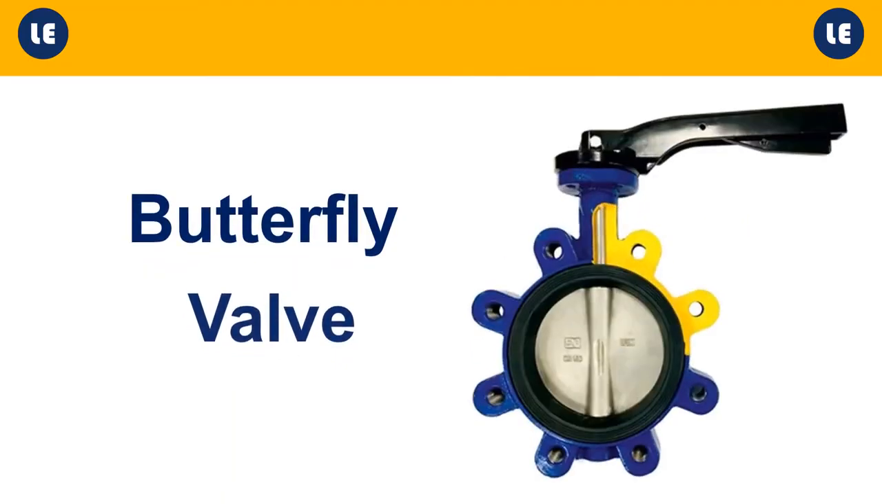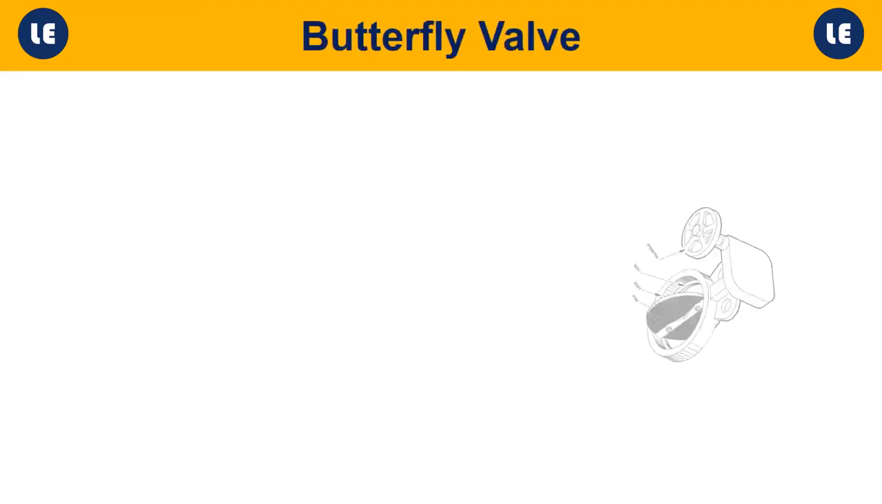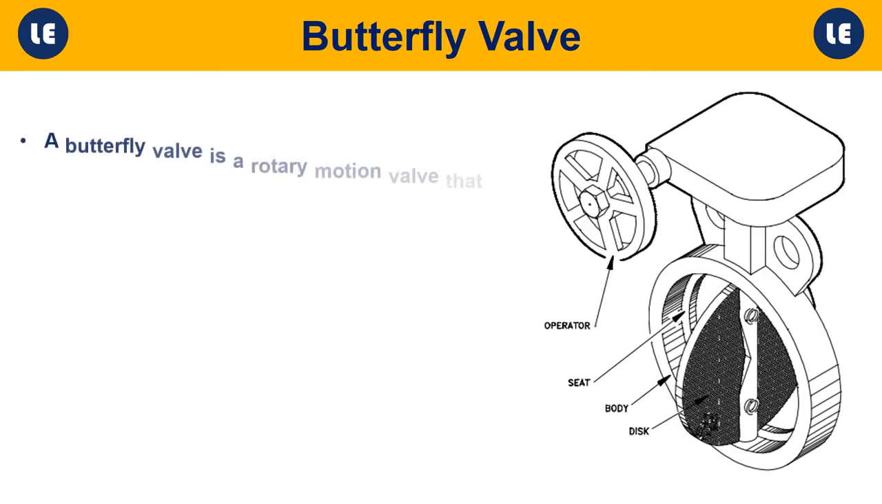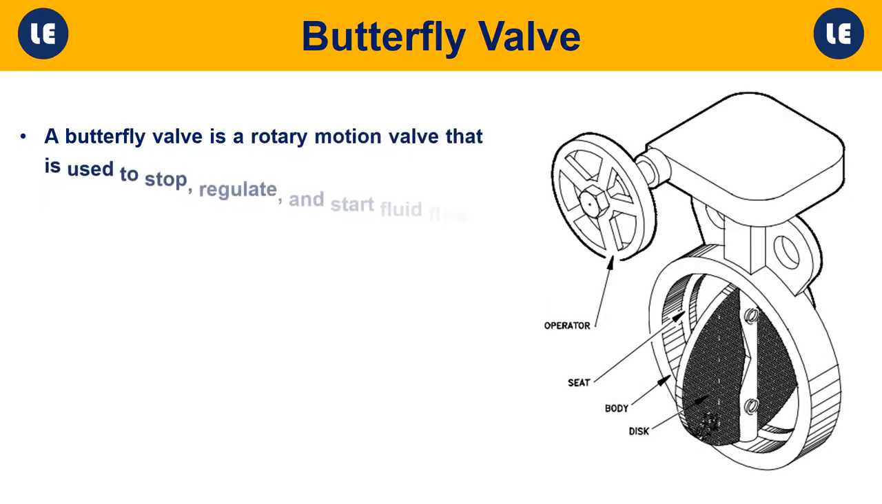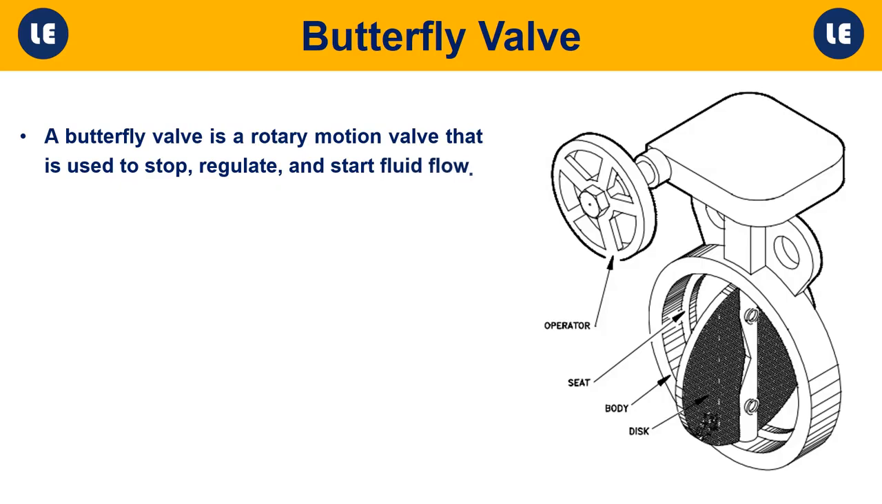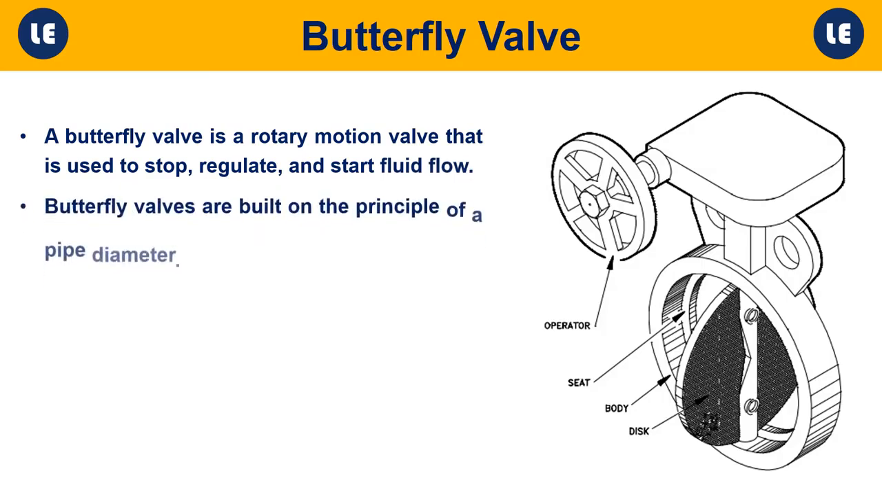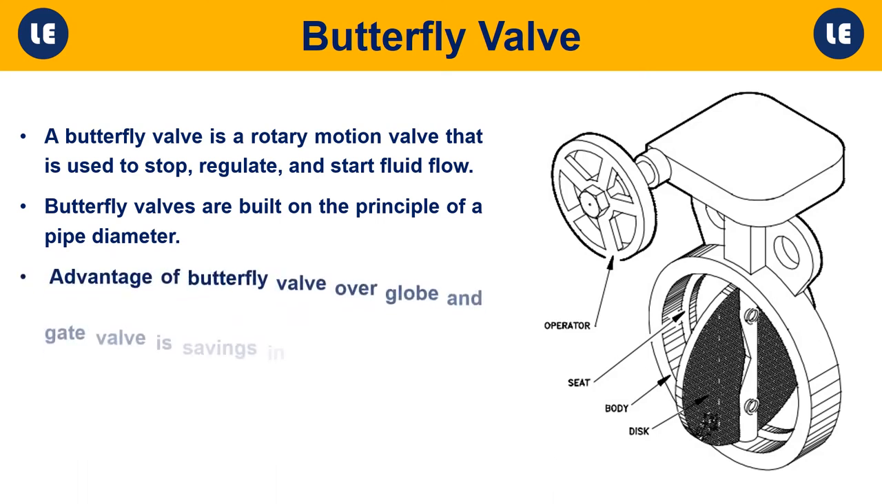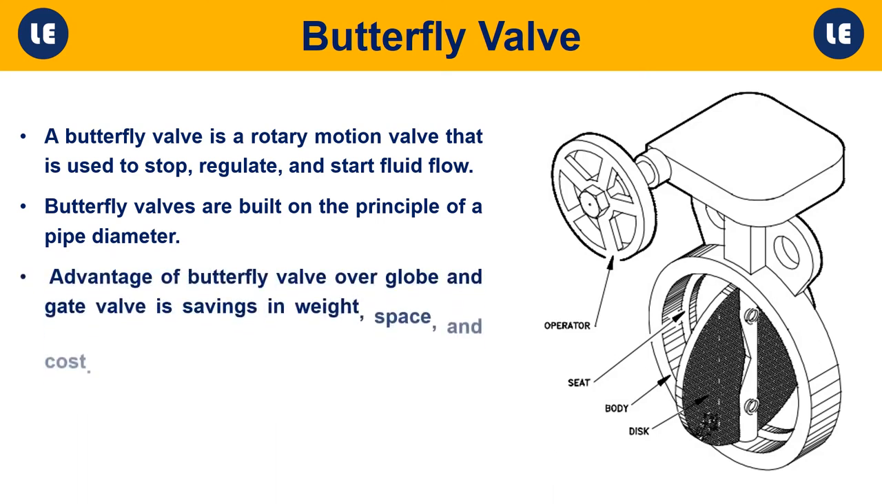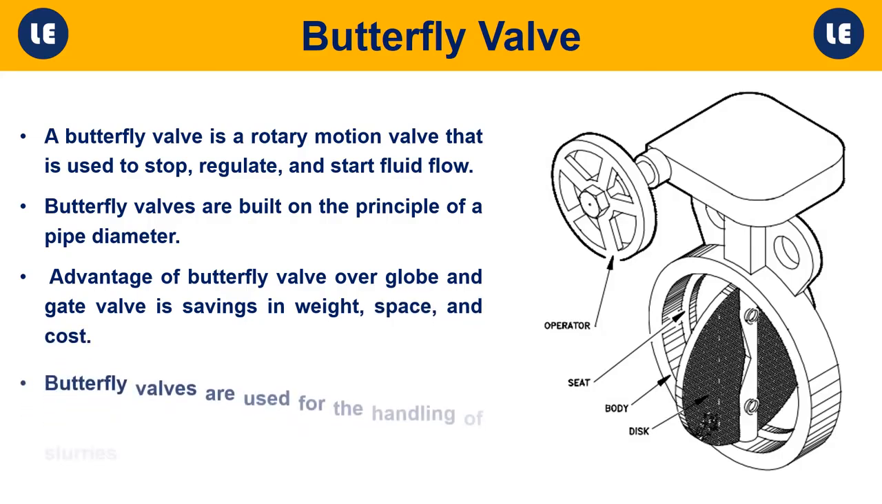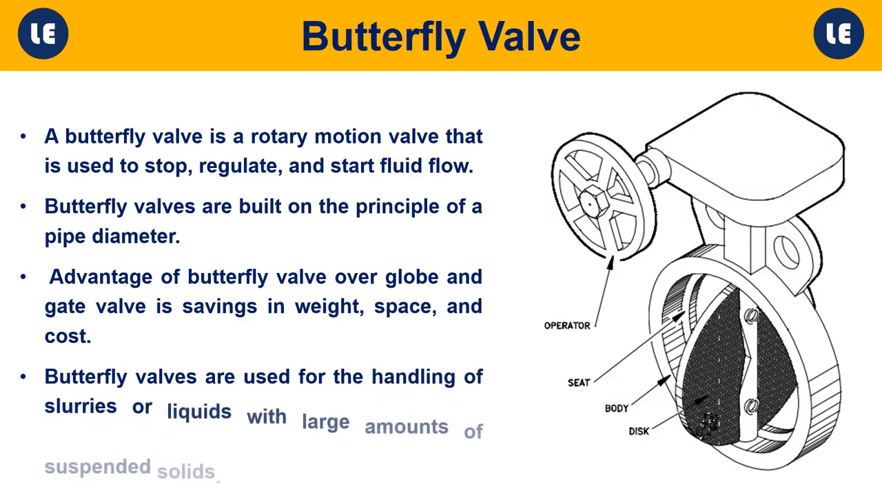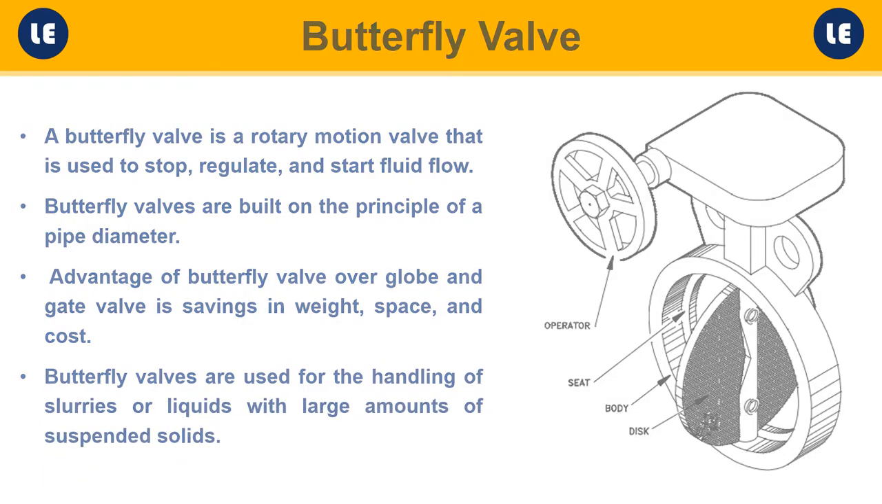Butterfly valve. A butterfly valve is a rotary motion valve that is used to stop, regulate, and start fluid flow. Butterfly valves are built on the principle of a pipe diameter. The advantage of a butterfly valve over globe and gate valves is savings in weight, space, and cost. Butterfly valves are used for the handling of slurries or liquids with large amounts of suspended solids.